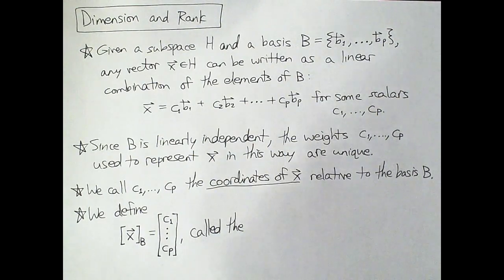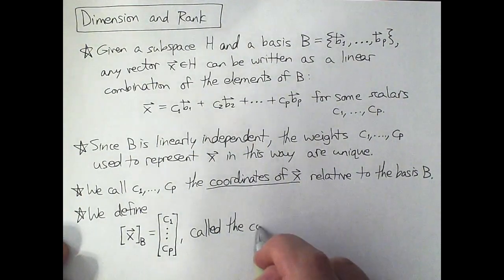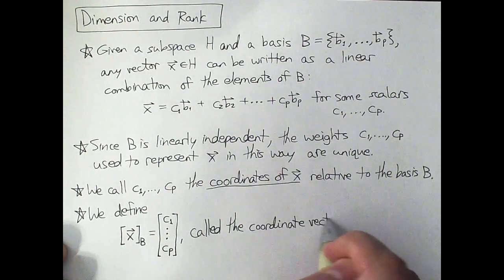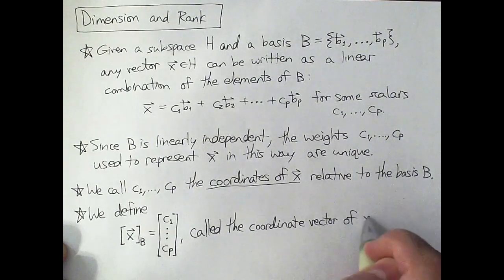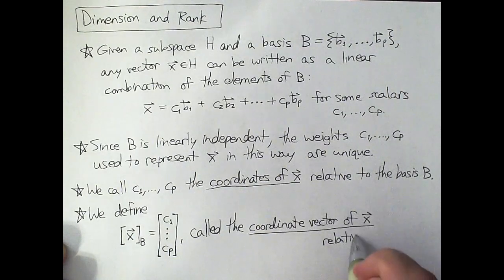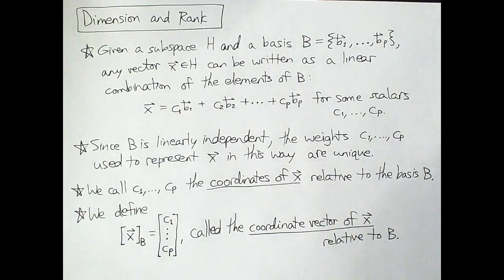So what do you think we should call this thing? Well, we call it the coordinate vector. Simple enough. The coordinate vector of x, again, relative to B. It seems like if we had a different basis, we might have different coordinates. So that's why we have to specify, in regard to this basis, x has these coordinates. In regard to a different basis, x might have some other coordinates.